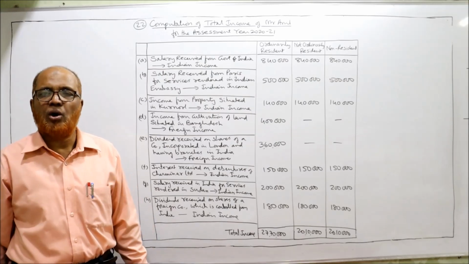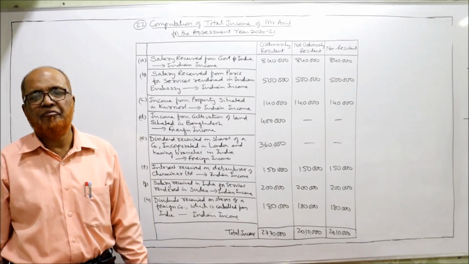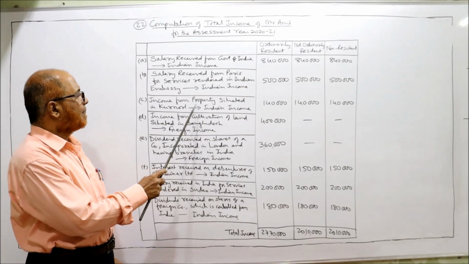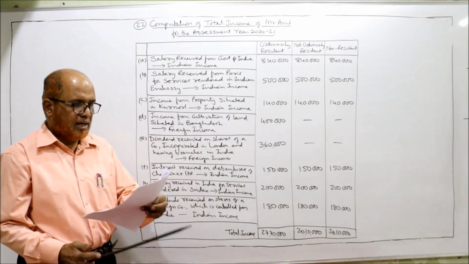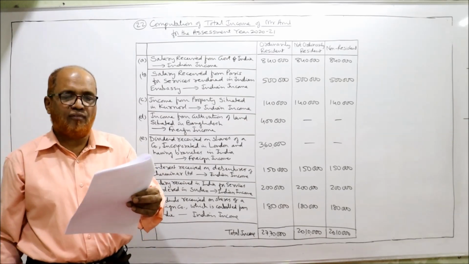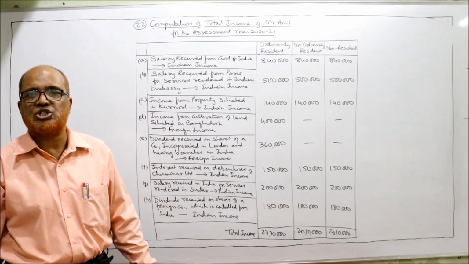So it is ordinary, it is Indian income. When Indian income, taxable in all. So income from property situated in Kurnool, Indian income 140, 140, 140. Next, income from cultivation of land situated in Bangladesh.